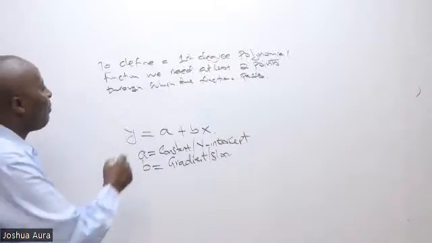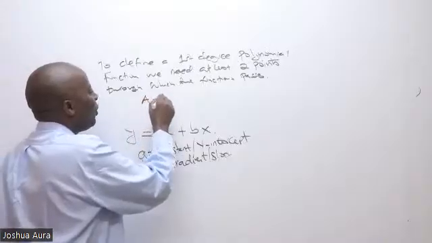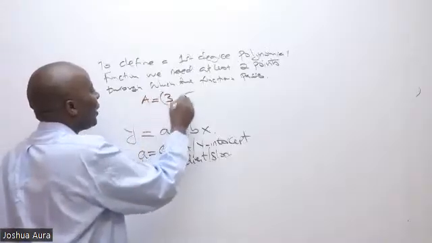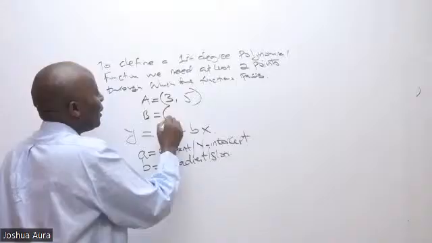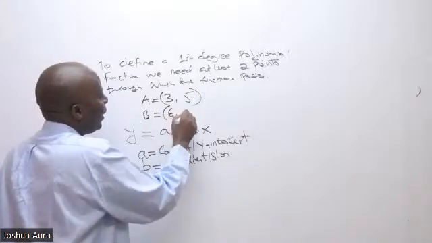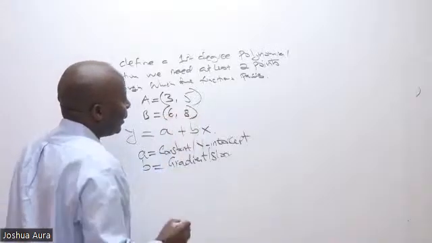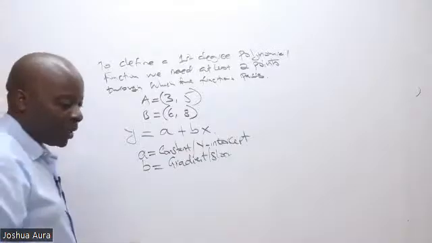So if, for example, you are given point A, which is (3, 5), and then you are given point B, which in this case is (6, 8), like that. At least 2 points must be given.